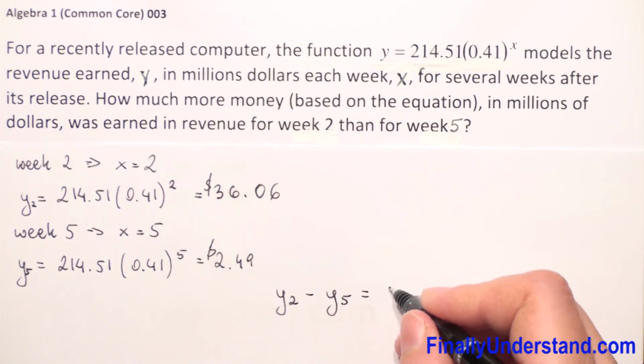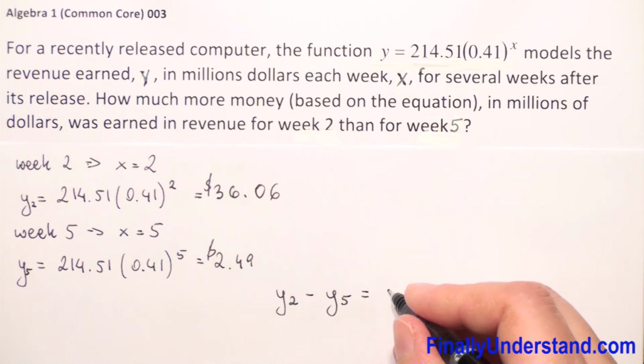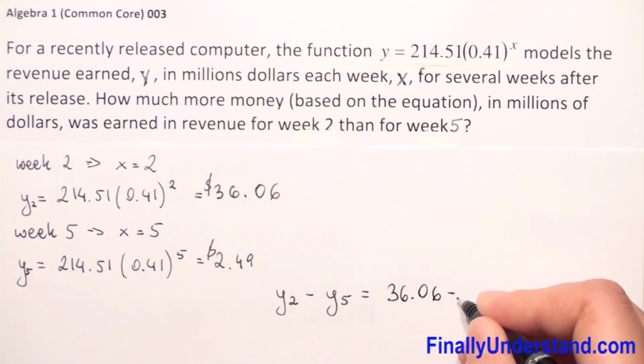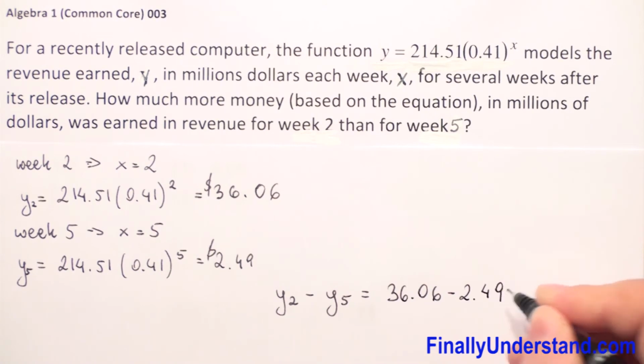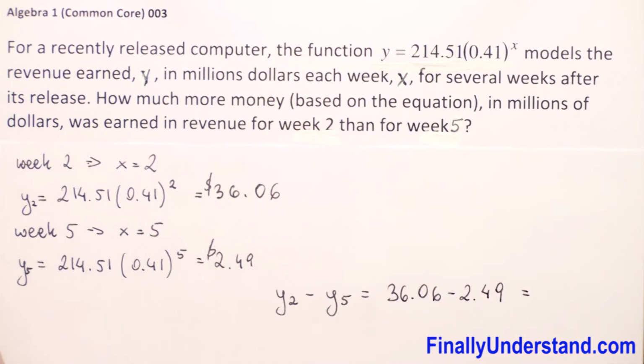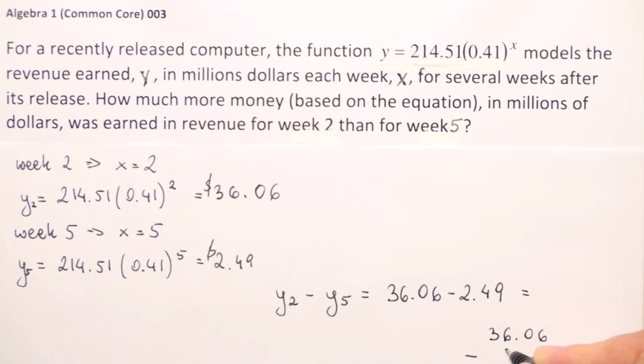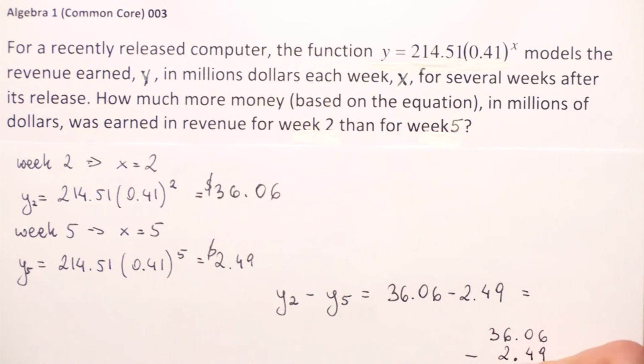So this is equal, let's forget about the dollar symbol, so it will be 36.06 minus 2.49. Again we will use a calculator, or if you can do subtraction of decimal numbers. If you don't have a calculator, what will it be? 36.06 minus, we have to keep the decimal point, so 2, and the decimal point we have to have in the same column, 4, 9 we have.